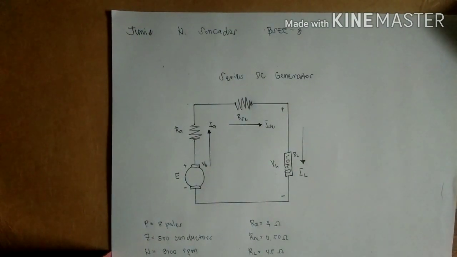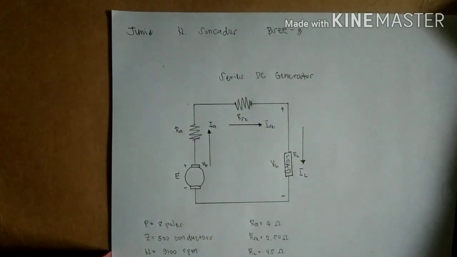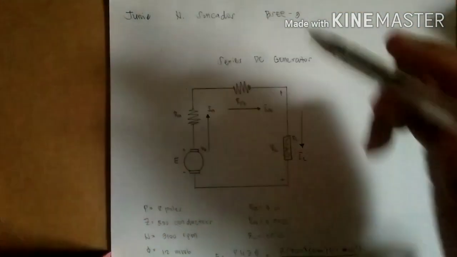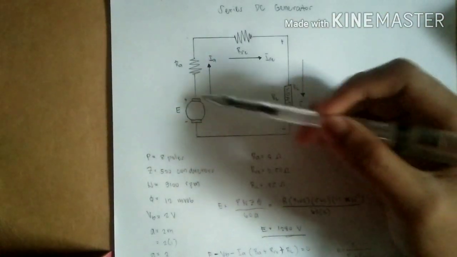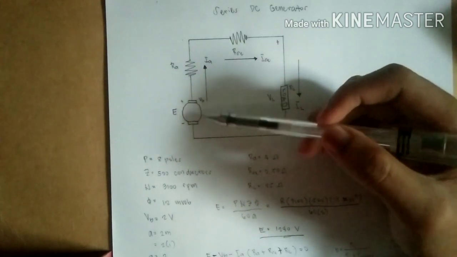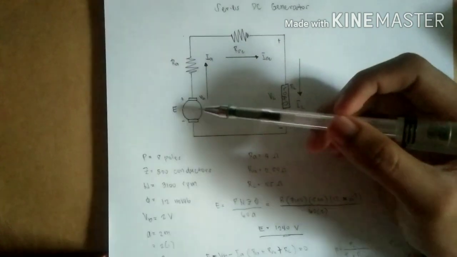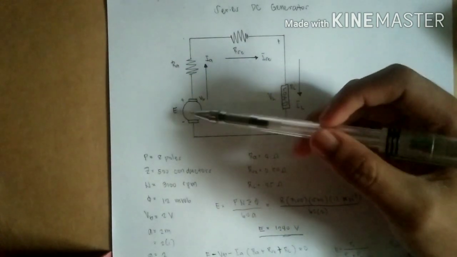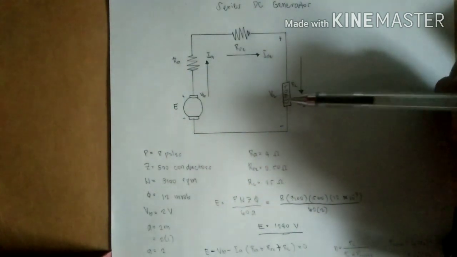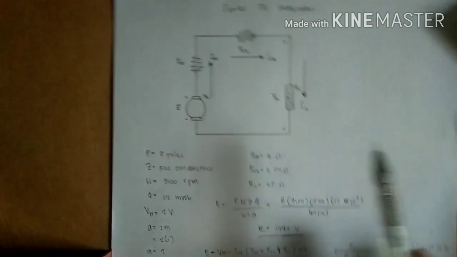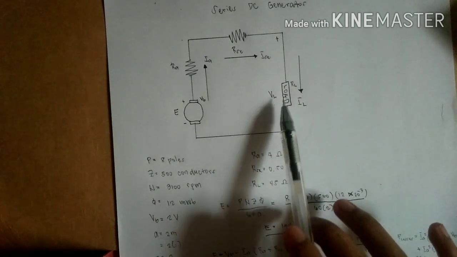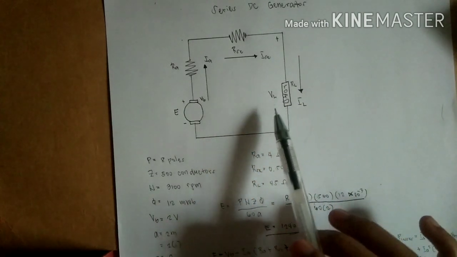Today I am going to present to you my own design of a series DC generator. In the diagram, this is the armature. In the armature, we will calculate the generated EMF, as well as the power generated in the armature. Also, in this part, we will calculate the load voltage, or the VL, and the power delivered, or the PL.